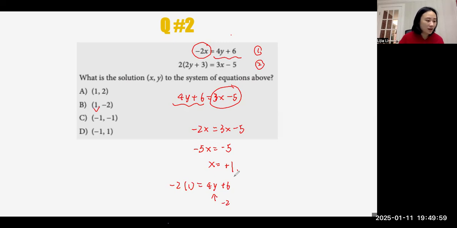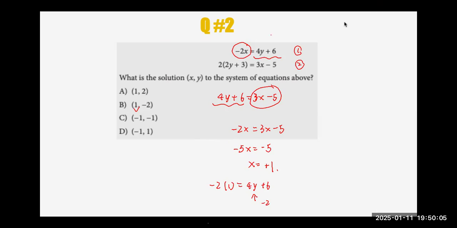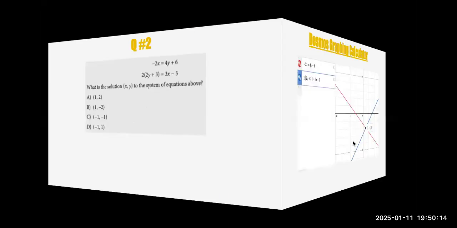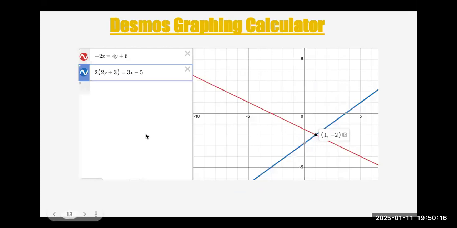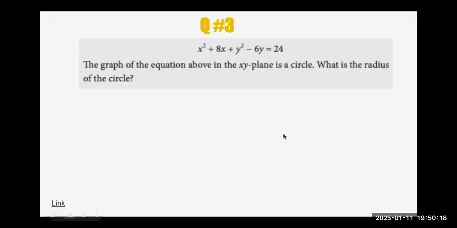Excellent job. Thank you for sharing. Okay, nicely done. Cici and Mara, good job. Okay, now let me save this slide. Are we ready for number 3, everybody? Yes? Okay. This one shows the Desmos graphing calculator. Okay. Number 3.